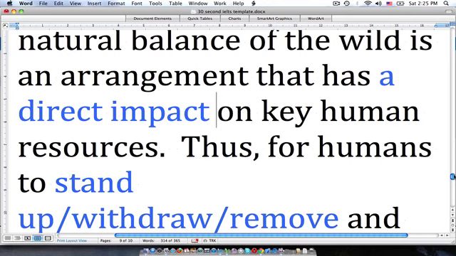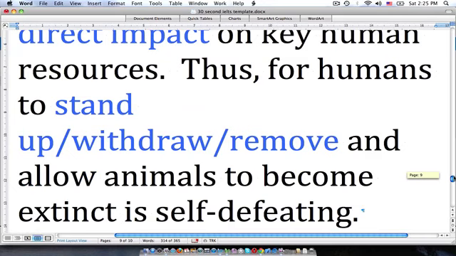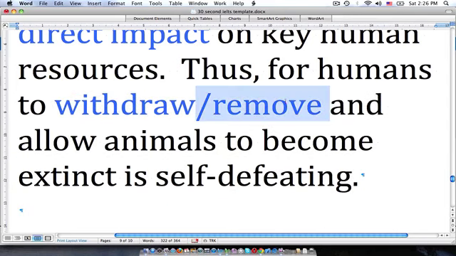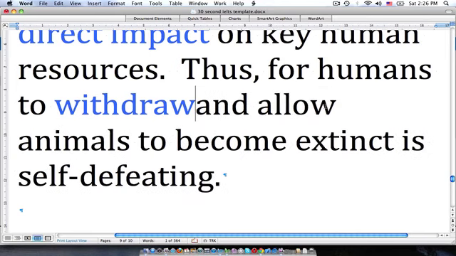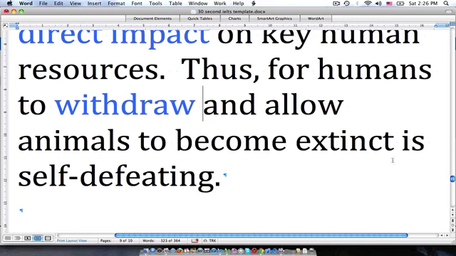Thus, for humans to stand up, withdraw, remove, and allow animals to become extinct is self-defeating. So stand up is not correct. Stand up usually means to support something, but as the sentence is structured, it's asking for the idea of humans backing away. So maybe, thus for humans to back away and allow animals to become extinct, maybe that would fit better, but stand up definitely not. Remove doesn't make any sense. Humans to remove what? Withdraw is the correct answer here.